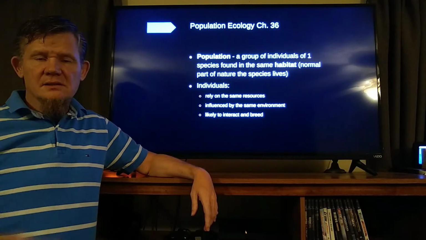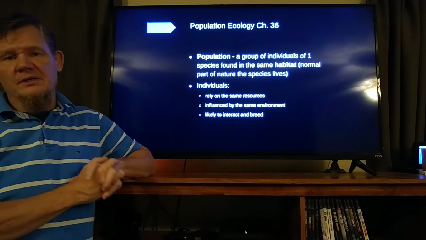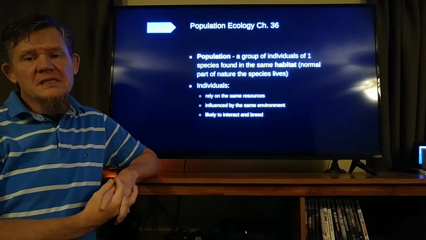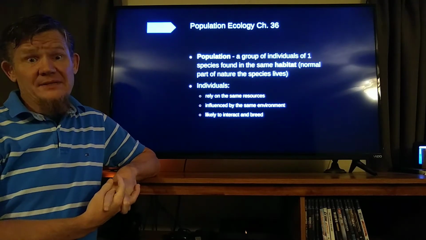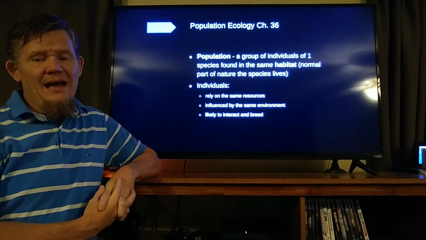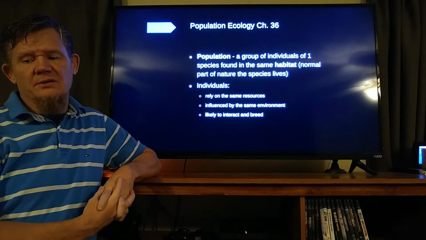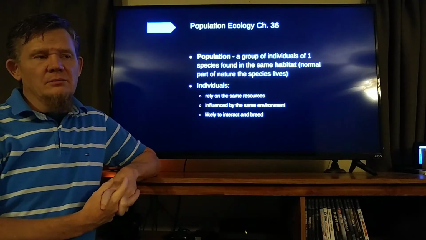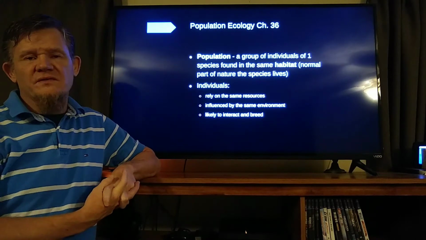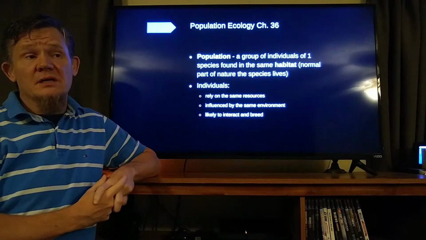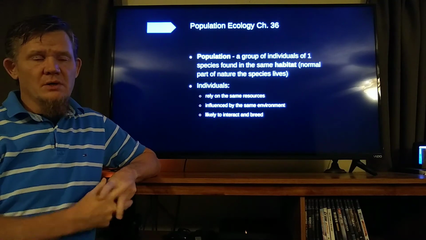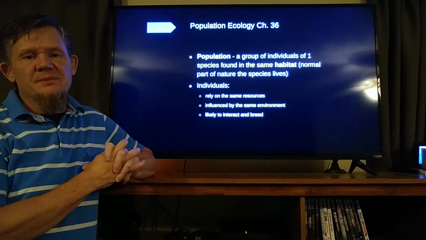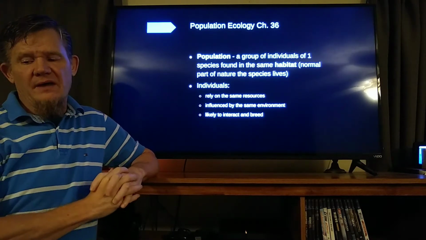Let's define this idea of a population. A population is a group of individuals of the same species found in the same habitat. The idea of a habitat is the normal part of nature where that species would be found. It could be the tree canopy, the forest floor, fast-moving streams, saltwater marshes, freshwater marshes. Habitat is the normal part of nature where that organism is found.